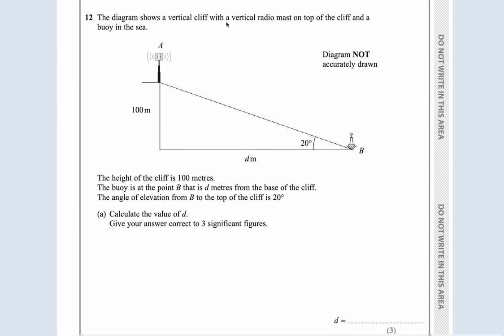Okay, question 12. So we have a vertical cliff. The height of the cliff is 100 meters. The boy is at the point B, d meters from the cliff. The angle of elevation from B to the top of the cliff is 20 degrees. Calculate the value of d. Okay, guys, that I think is actually quite a straightforward SOHCAHTOA question. We have the opposite and we want the adjacent, so that sounds like TOA. So tan 20 degrees equals opposite 100 over d. Then cross multiply by d, so d tan 20 equals 100, and then divide by tan 20. d is 100 divided by tan 20 degrees.